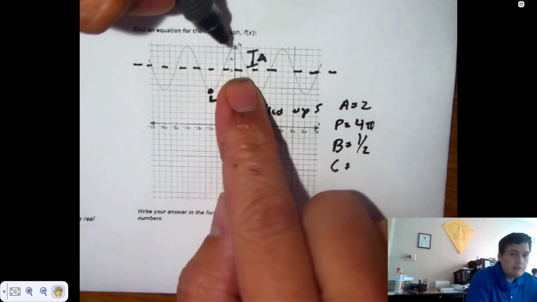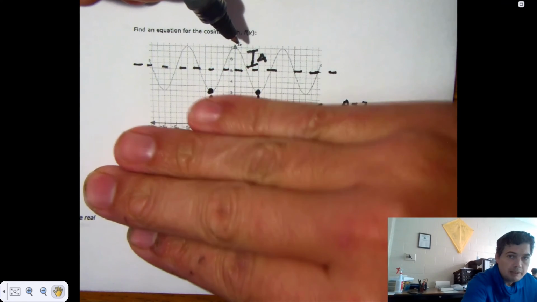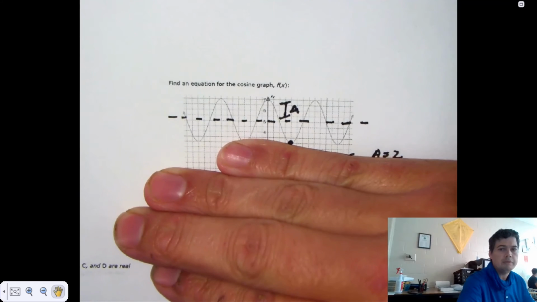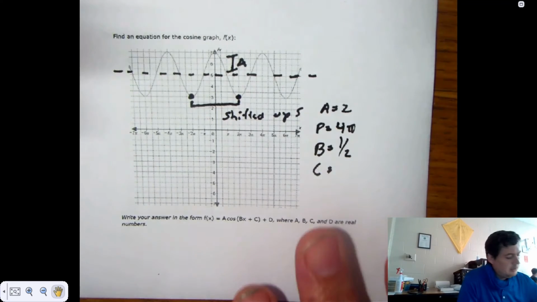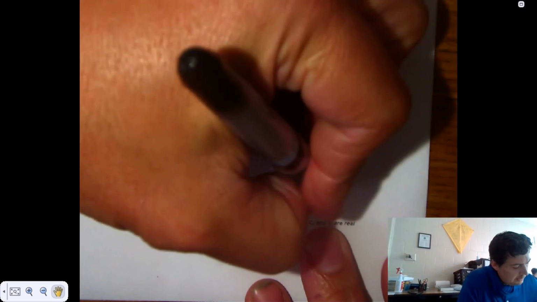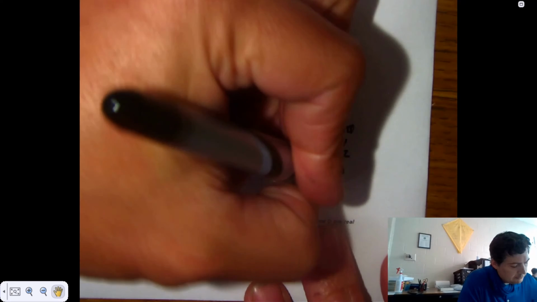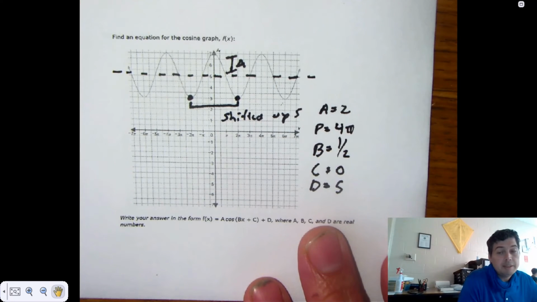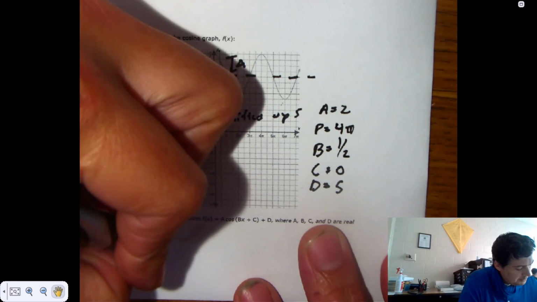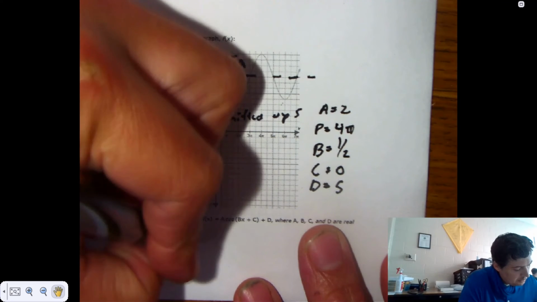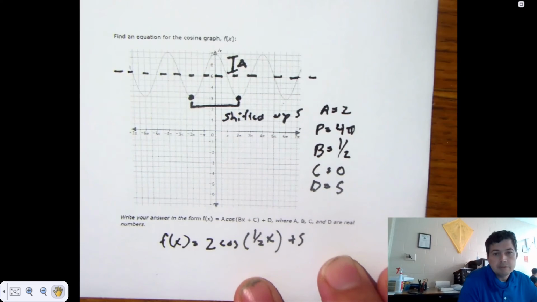If I overlay this, thinking about this being like mom, cosine started high just like it does here, so there's no point in looking for a phase shift. It doesn't exist. So C is 0, and D is nothing more than 5. It's a pretty easy equation to write. Simply f of x equals twice the cosine of a half x, add 5. That one's kind of easy.